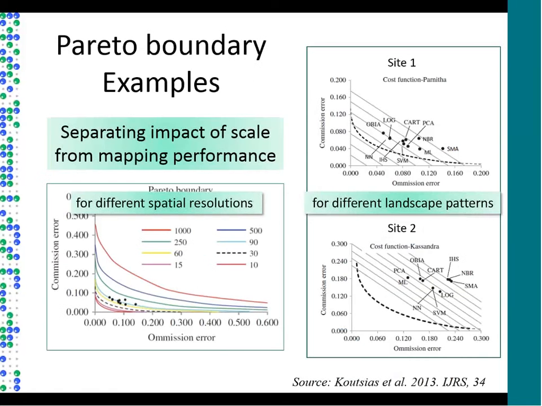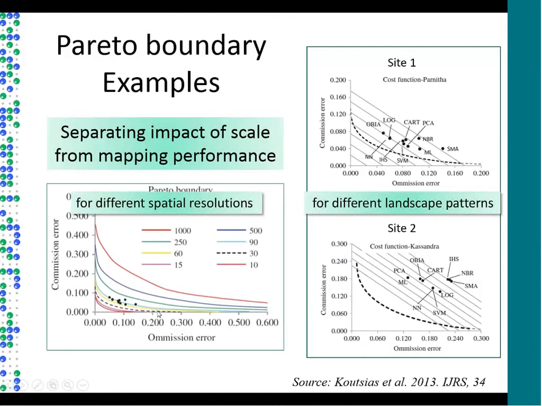So let's have a quick look at how this Pareto boundary has been used in the publications by Boschetti and Kutsias in this particular case. On the left-hand side, this figure shows how you can start simulating different grid cells. In this particular case, the grid cells of your imagery range from 10 meters, 15 meters, all the way up to a kilometer.